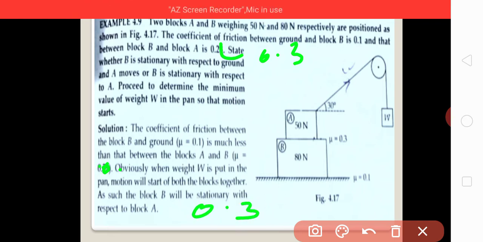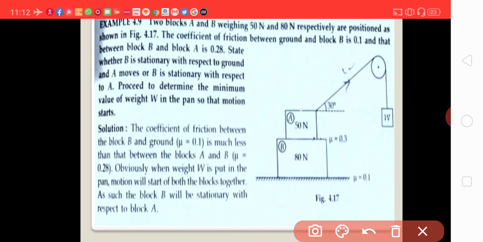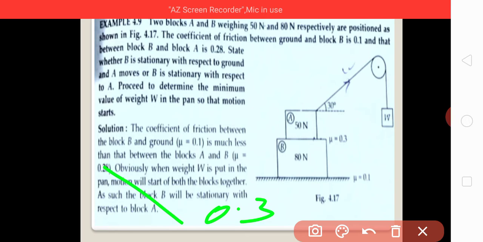The coefficient of friction between the block B and the ground is 0.1, which is much less than that between the blocks A and B, that is 0.3. Obviously, when the weight W is put in the pan, the motion will start of both the blocks together. As such, the block B will be stationary with respect to A.